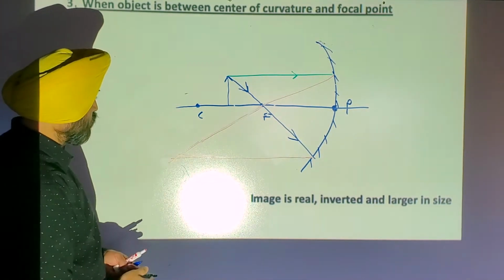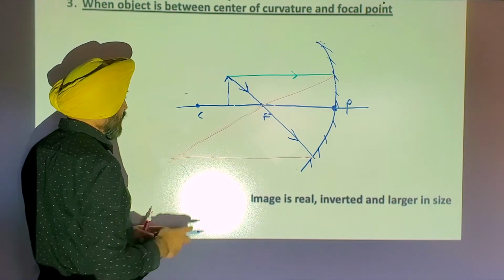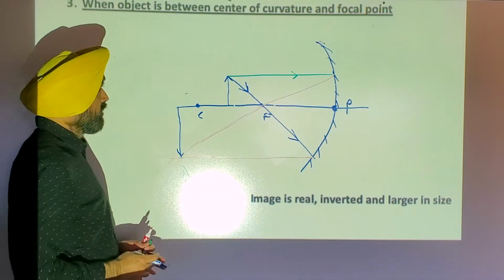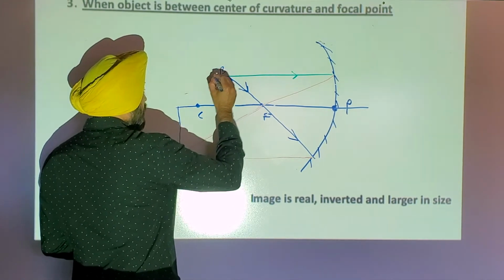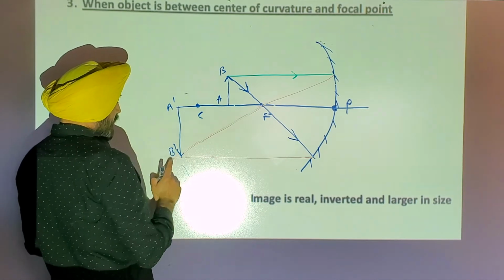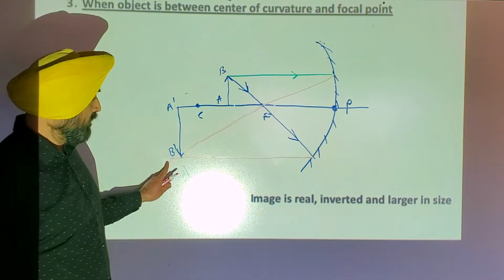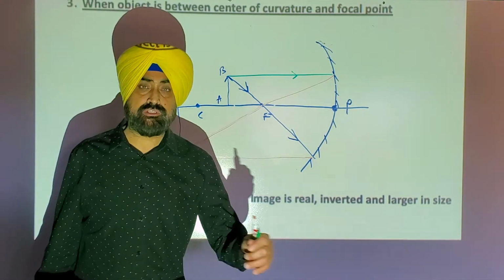Now where these two reflected rays meet, the object image is formed here. So this is the image formed. So this AB is the object and A dash B dash is the image. See, the image as compared to the object is larger in size, but it is upside down. So upside down and in front of the mirror, the image is a real image.